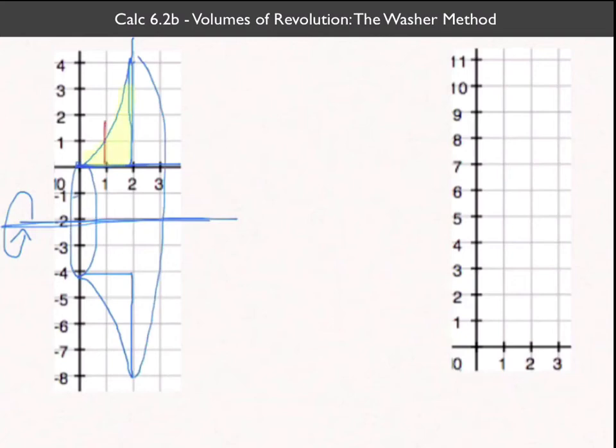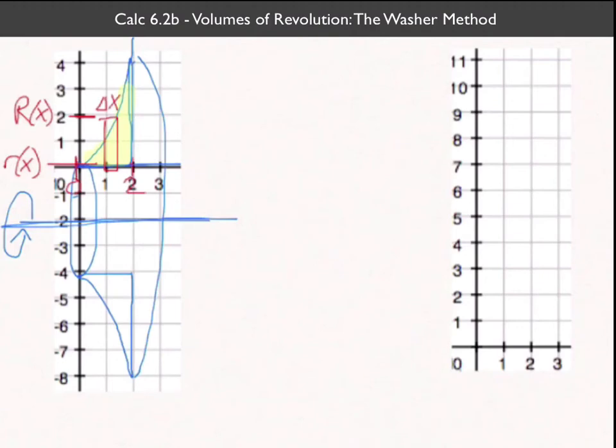And our representative rectangle in this case is going to be a vertical rectangle. Okay, so in this case we need to find our capital R of x and then our lowercase r of x, and then the width, of course, is delta x. And the limits of integration here are going to go from 0 all the way to 2.